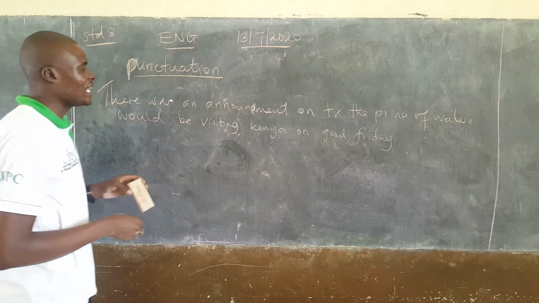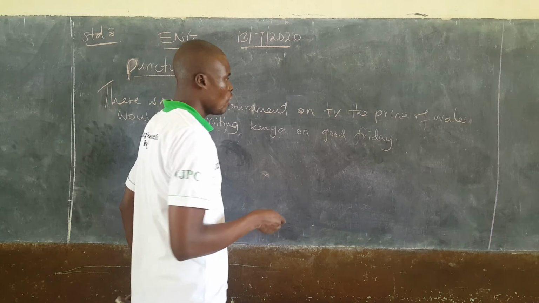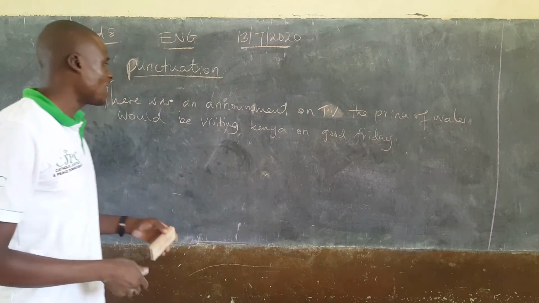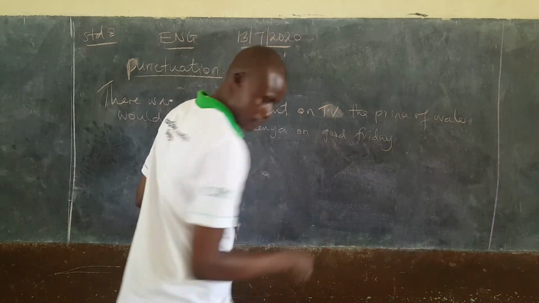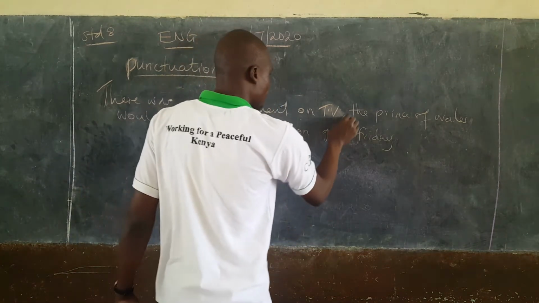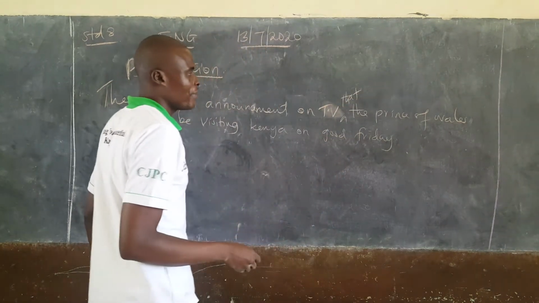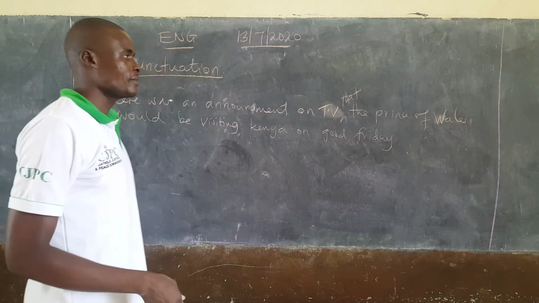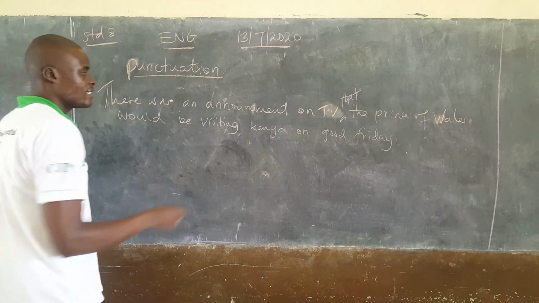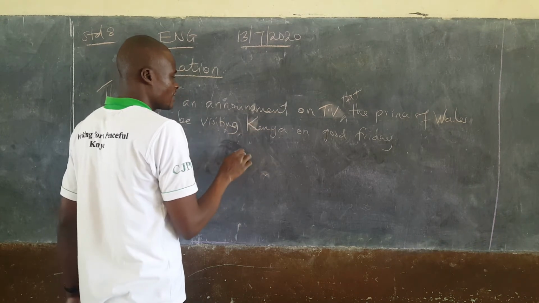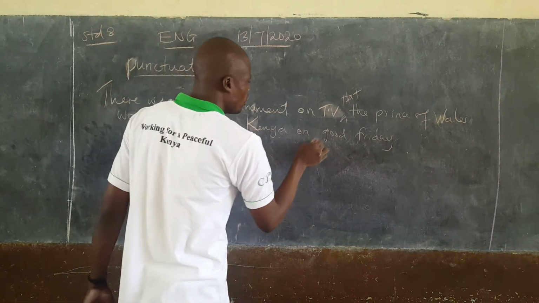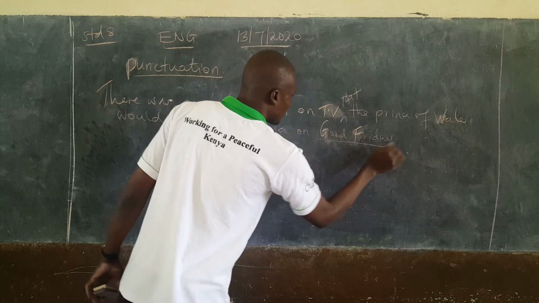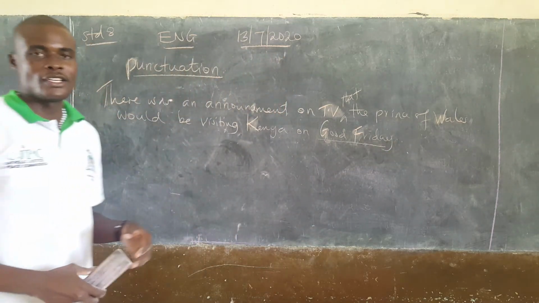There was an announcement. On TV, because TV is an abbreviation of television, it must be capitalized. That the Prince of Wales: Wales must be a capital letter. The Prince of Wales would be visiting Kenya, the name of a nation, in capital letter, on Good Friday. This is also very important; it is a national holiday, and all national holidays should be written in capital letters. So this sentence is now correct.